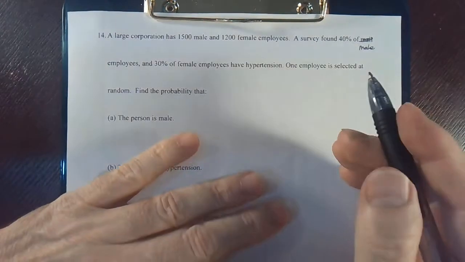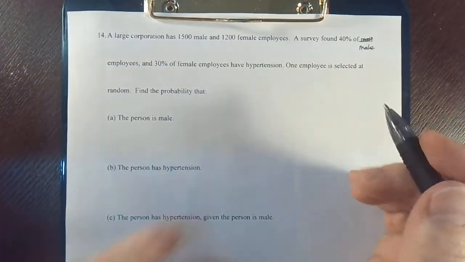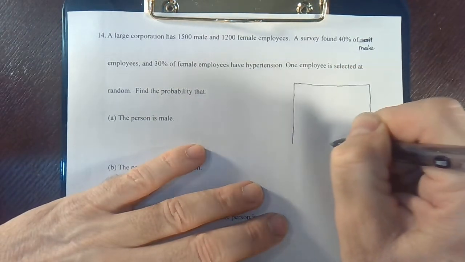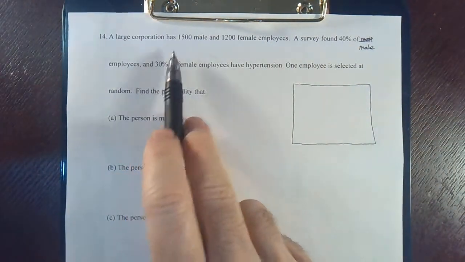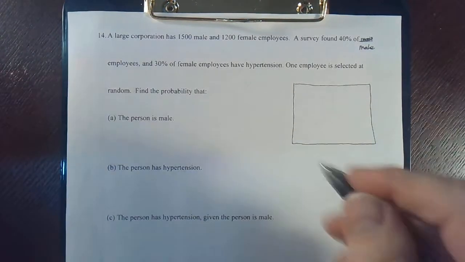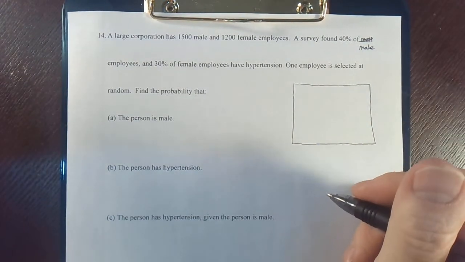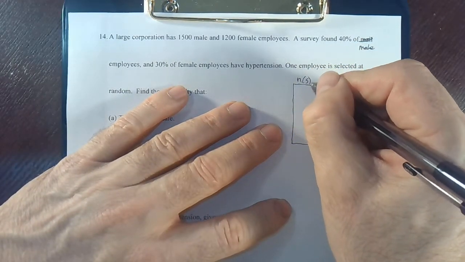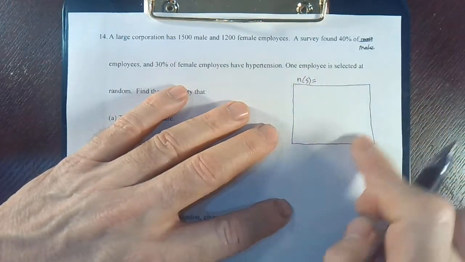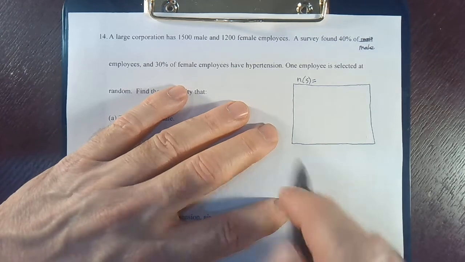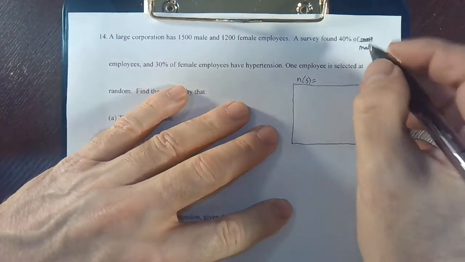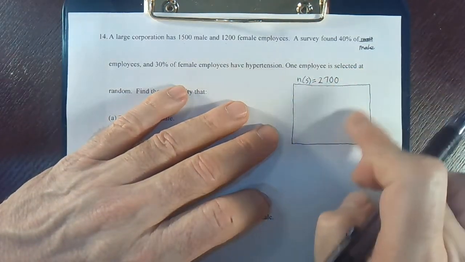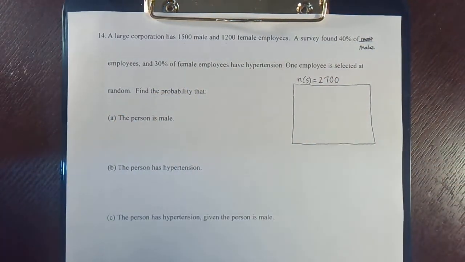So what we need to do to make life really easy for all of the questions being asked is draw one Venn diagram that describes this problem. Notice we've got some percents and we have some numbers, so we have to decide whether to go with percents or numbers. I think I'm going to do numbers. How many elements are there in the sample space? How many employees are there? 1,500 plus 1,200 is 2,700. That means all of the regions inside here have to add up to 2,700.